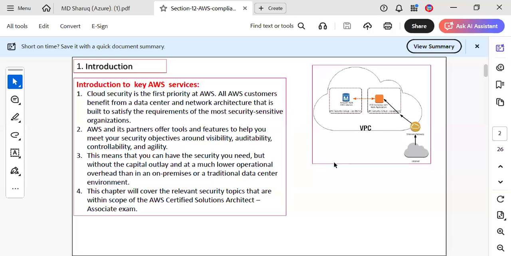So what happens? As we discussed, AWS has got global infrastructure. That infrastructure has got different data centers. They all are connected to different regions. Each data center has got different availability zones. That is the global infrastructure setup in AWS.